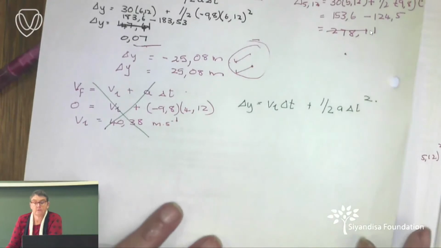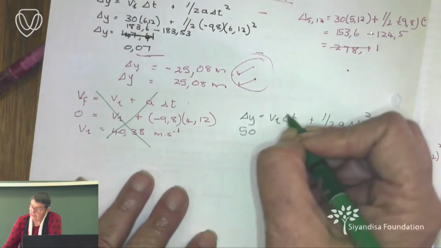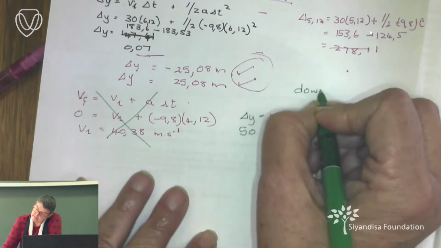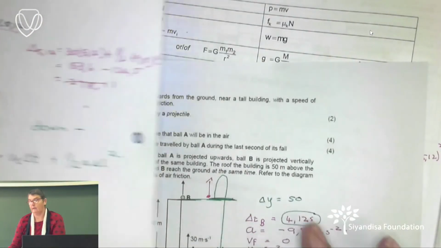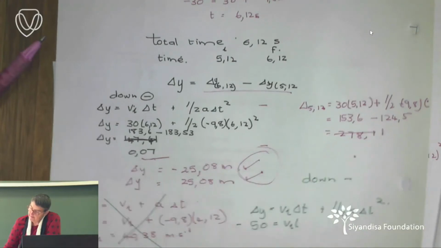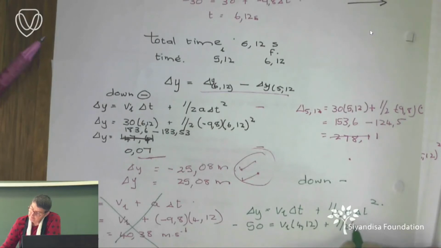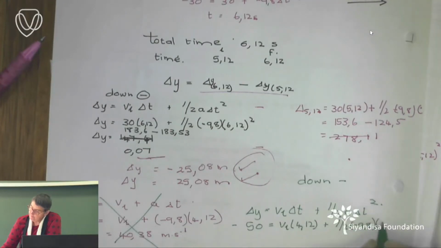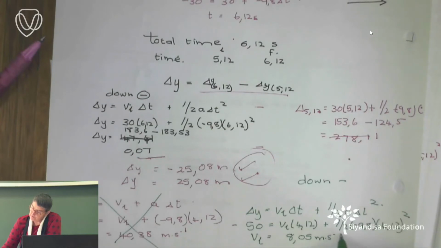Right. So I'm going to have delta y, which is going to be 50, and really important here, we've said that we are using down as negative. And remember, if I look at my picture, what is happening? It's falling down. So this must be negative 50 is equal to VI times by 4,12 plus half of negative 9,8 times by 4,12 squared. And from there, you should then get that VI is equal to 8,05 meters per second.